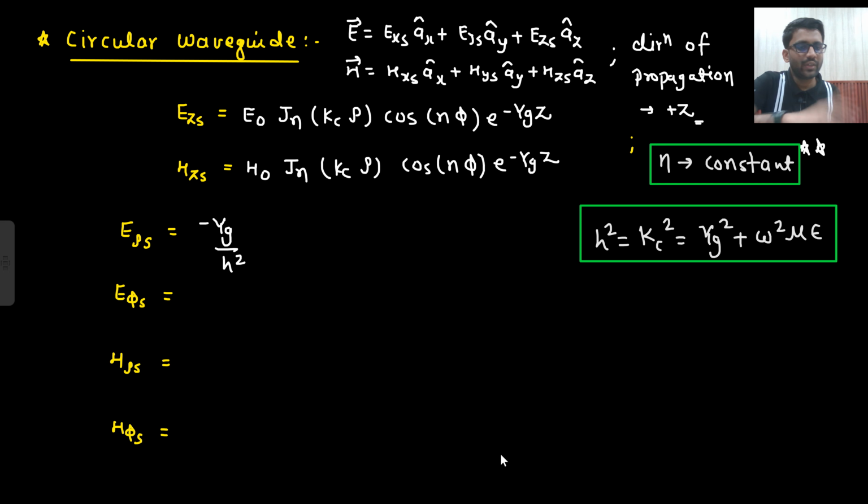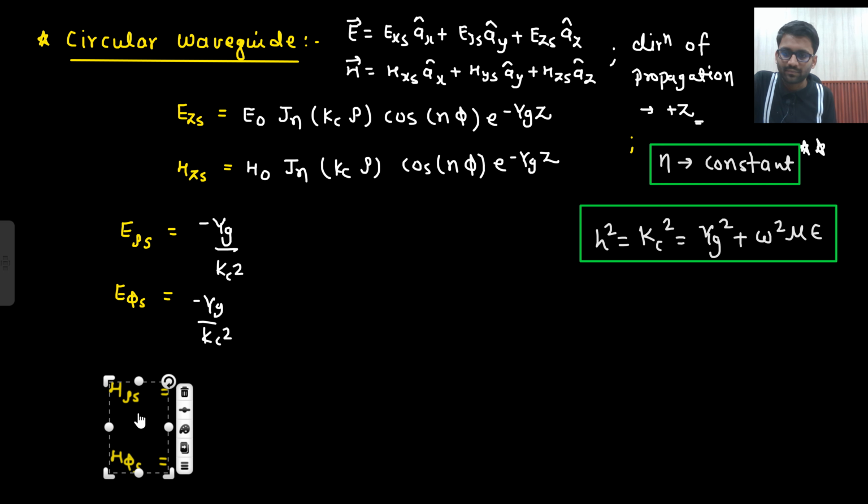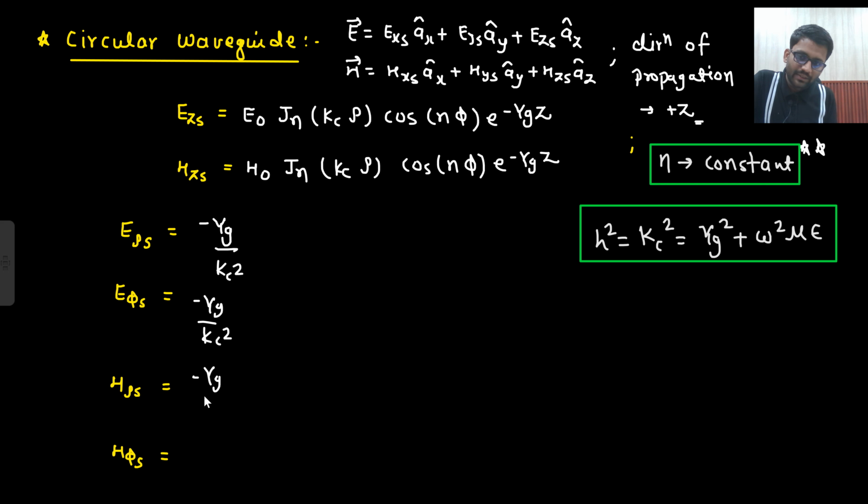But here h square is equal to kc square, no? There h square was equal to kx square plus ky square. That was pretty big, so instead of writing kx square plus ky square, we wrote down h square. But here h square is equal to kc square, so better write down kc square only. Minus gamma g upon kc square, minus gamma g upon kc square, and minus gamma g upon kc square.